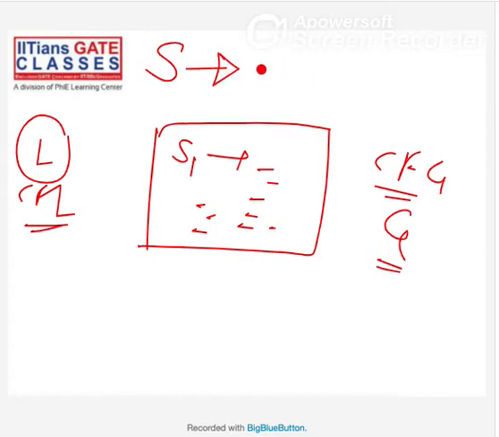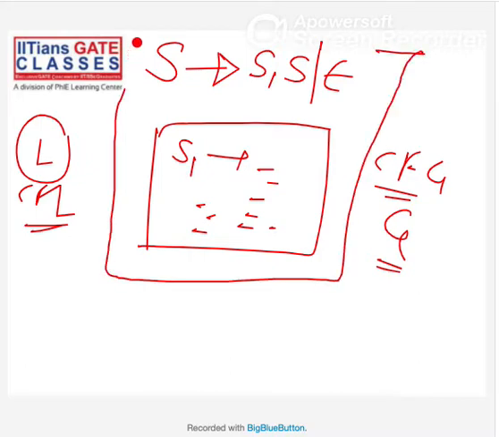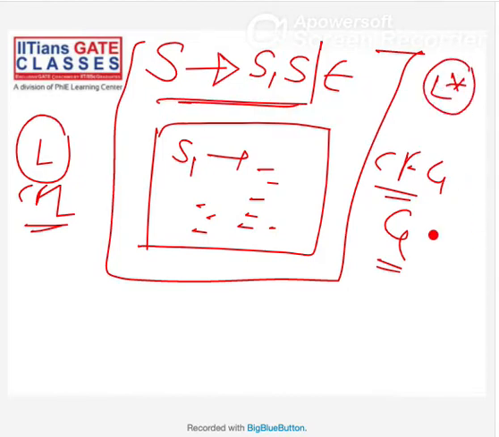Okay, and you can send this S1 as epsilon. What it will do, actually, this complete thing is your CFG for L star. Once you add this production, you will see that this complete thing is your CFG for L star. Basically you add a new start symbol. So this S is your new start symbol, and S goes to S1 S, or S goes to epsilon.